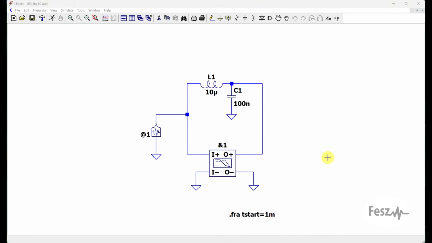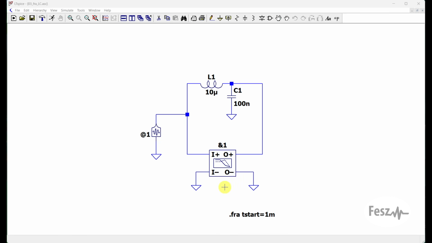Last example to highlight involves the FRA probe block. The idea with this is that you need the FRA block as a stimulus. This will be injecting a test signal into the circuit, but the results will not be extracted from the block's terminals, but rather from wherever the FRA probe is connected to. So this has a set of differential input and output probes, which can be connected anywhere into a circuit, and the response is calculated based on the ratio of these two.